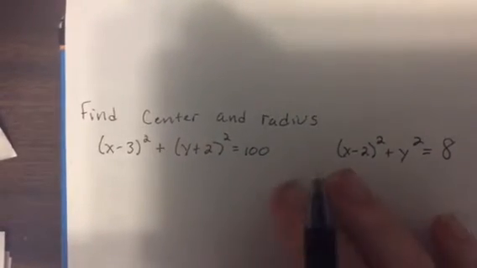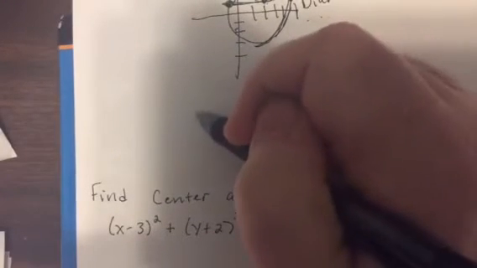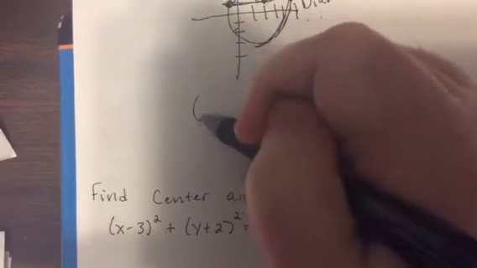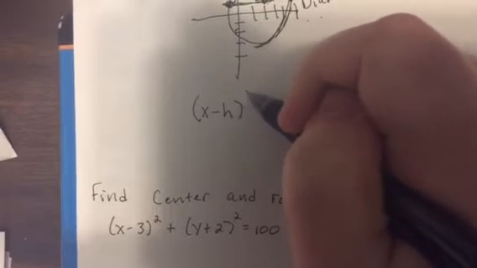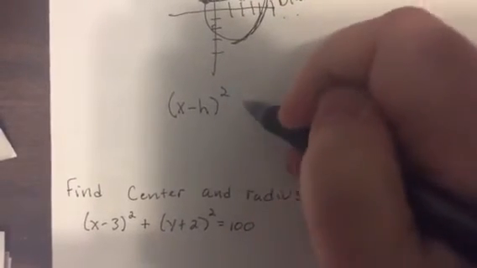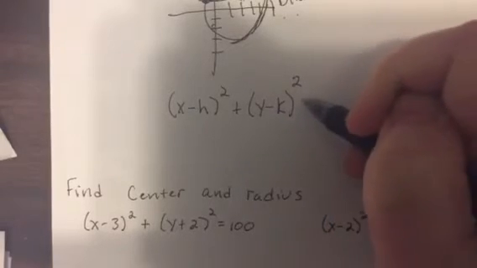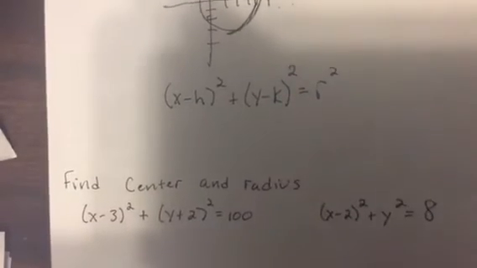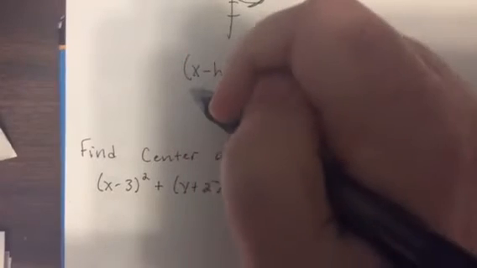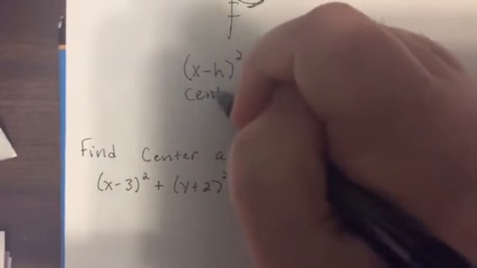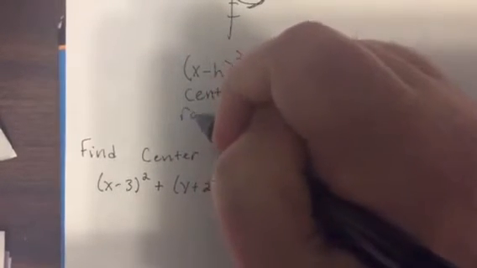Find the center and radius of a circle. So a circle on a Cartesian coordinate system is made up this way: (x - h)^2 + (y - k)^2 = r^2. And there's two things we're looking for: the center and the radius.